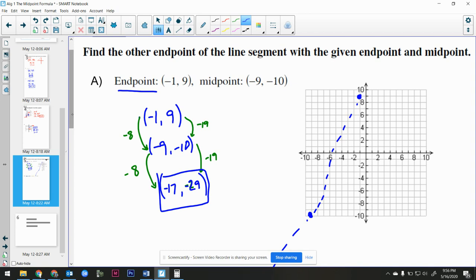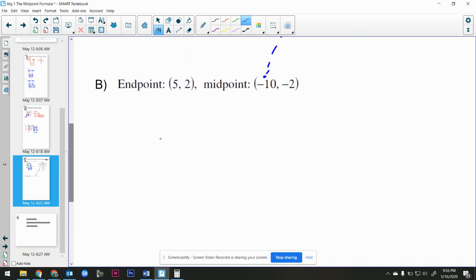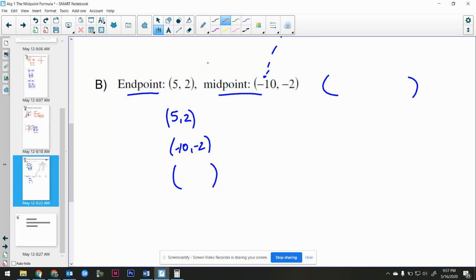Okay, let's try that one more time. I'm at 5, 2. I'm at -10, -2. That's halfway there, right? I've got an endpoint, then a midpoint. I need to find where that other coordinate for the endpoint is, right? I'm basically thinking about, well, where is this point? This is point A, this is point B, this is the midpoint, right?